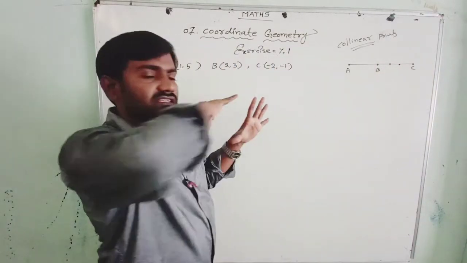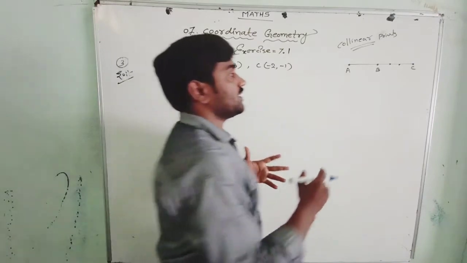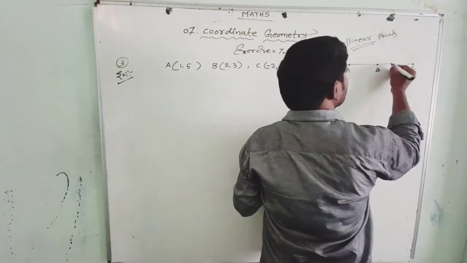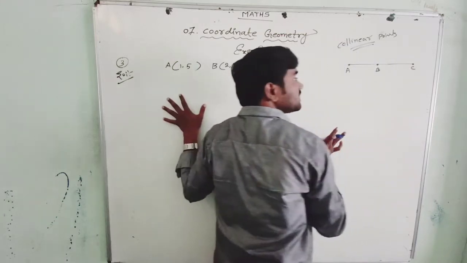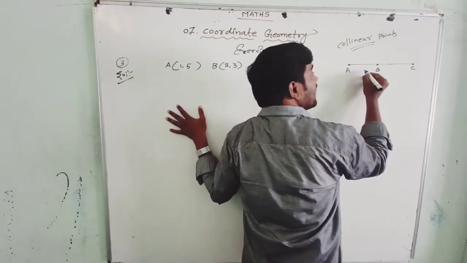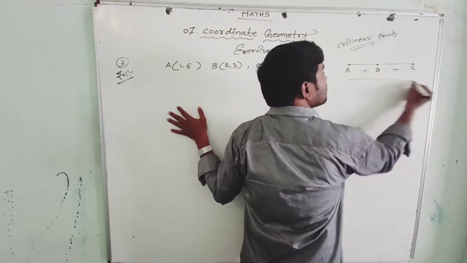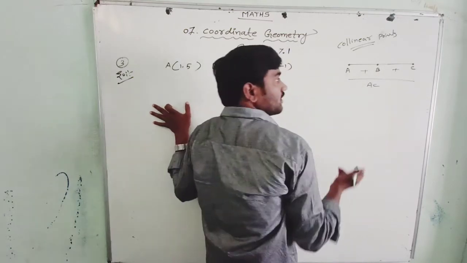If they are lying on the same line, they are known as collinear points. Now the 3 points are given. How do we know whether these points are collinear or not? How can we decide? When you add AB plus BC, it should be equal to AC.